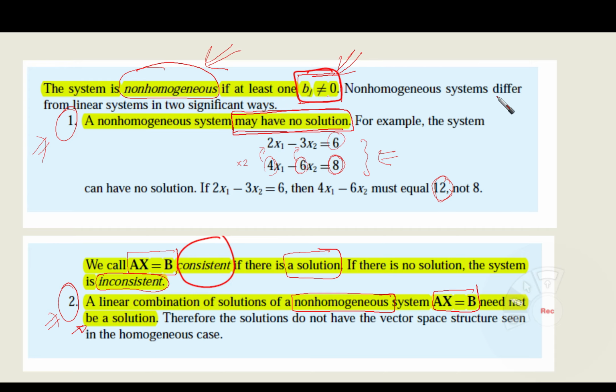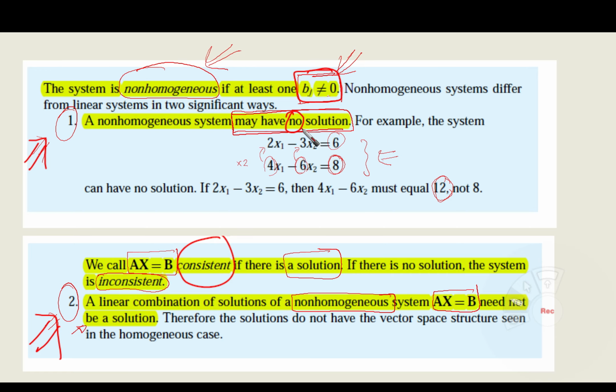Non-homogeneous systems differ from homogeneous linear systems in two significant ways. If we are going to say what is the main difference between homogeneous and non-homogeneous systems, then we are going to address two main issues that need to be understood, or two main differences. The first one is that a non-homogeneous system may have no solution. Okay, that's very important.